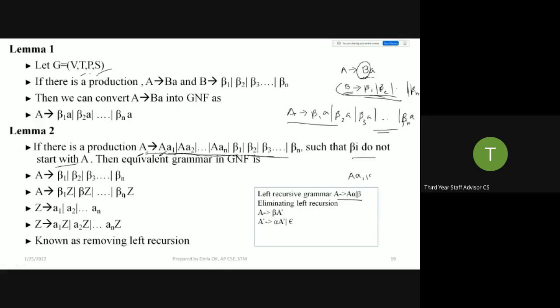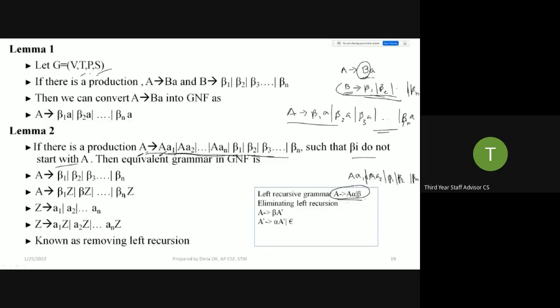a1 or a2 or an, that form is what we represent as A implies A alpha or beta. Beta means, as we said, beta1 beta2 etc. beta n. If it is in this form, the same production can be represented like this as well: A implies A alpha or beta form. Then this is known as a left recursive grammar or a left recursive production.